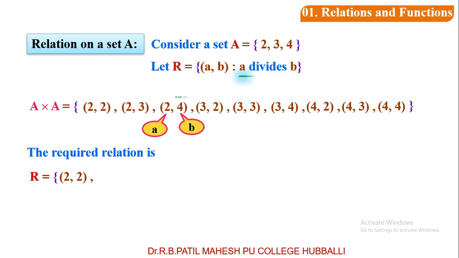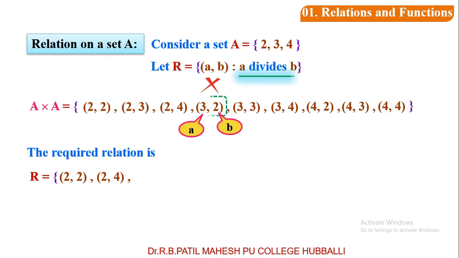Is 2 divides 4? Yes. Then write that 2, 4 in R. Like this I am going to check. You can see A is 3, B is 2. A divides B means is 3 divides 2? No chance. So don't write 3, 2 in the relation R.